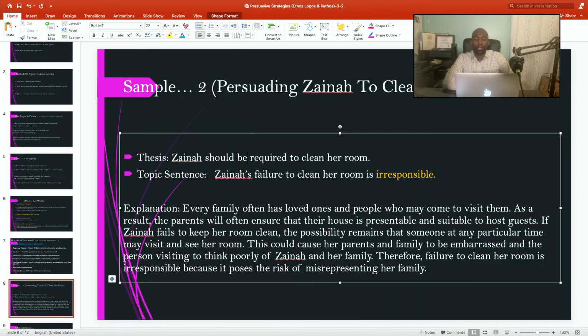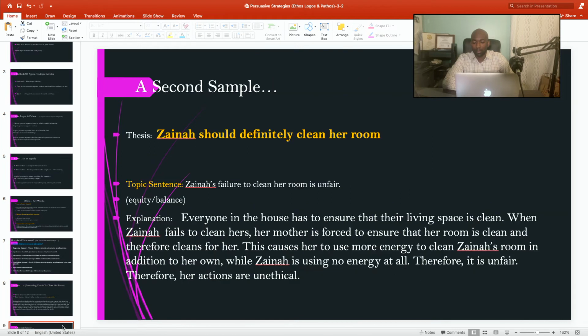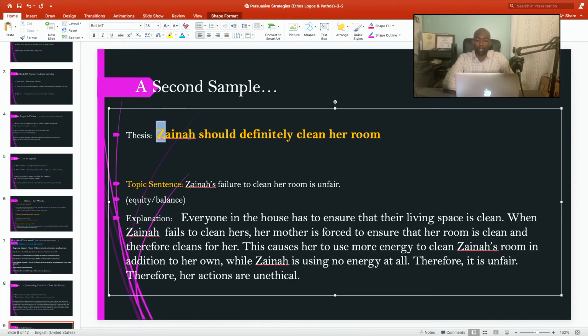But at any rate, the thesis says Zaina should be required to clean her room. Okay? So now we're going to come up with a topic sentence. I think I want to do the other one first. Well, yeah. Let's do the other one first. Thesis says Zaina should definitely clean her room. All right? So the topic sentence says Zaina's failure to clean her room is unfair. So this is a reason why to support this thesis, right? So we call it unfair. That's the key of ethics that we're using, which means we got to explain how it's imbalanced, right? And so that's what the paragraph does.